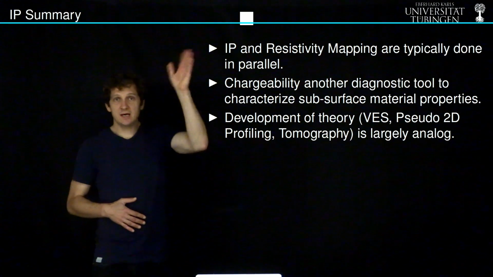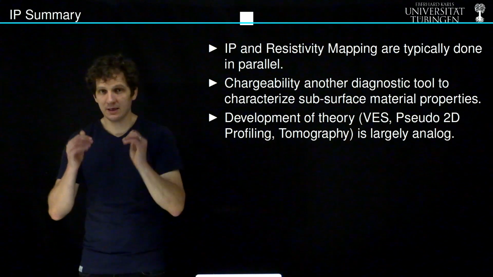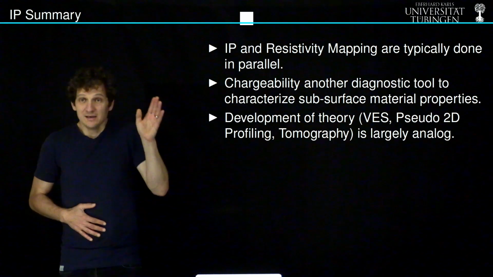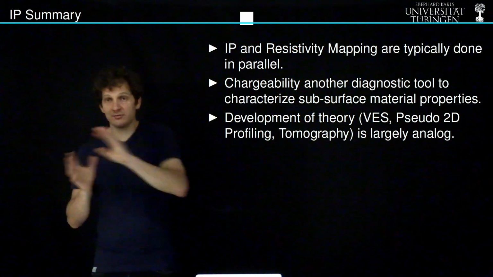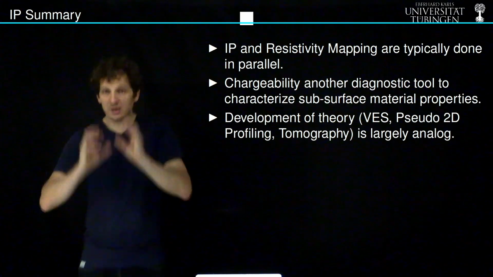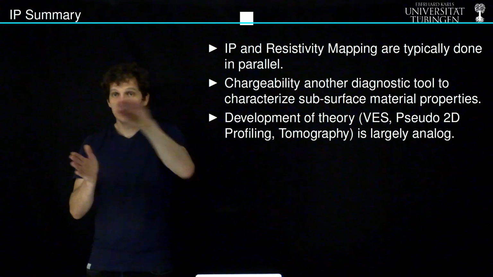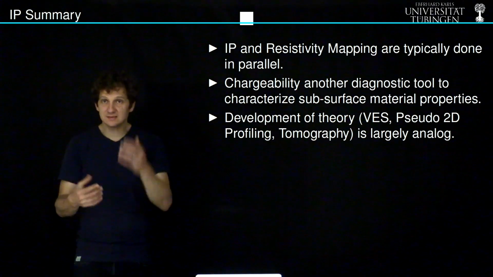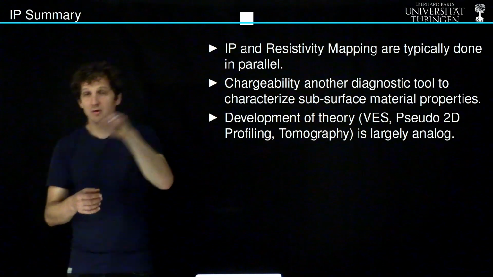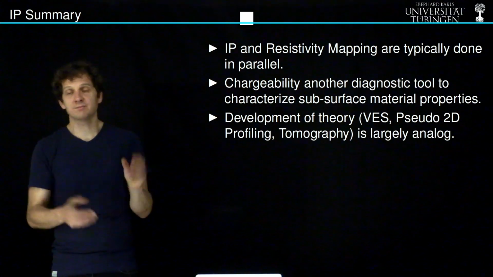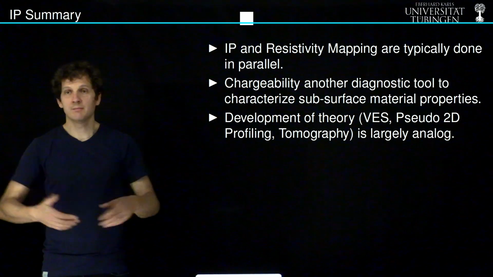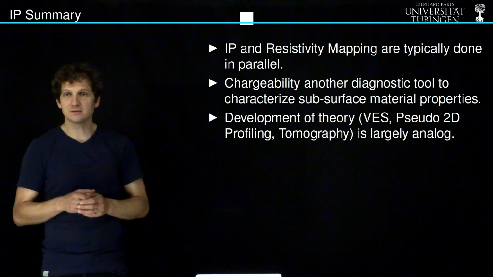To summarize, IP and resistivity mapping are in parallel. But we get an additional parameter of the subsurface, not only the resistivity, but also the chargeability, which is a function of time. It's the resistance that develops over time as we charge our capacitor in the subsurface, or as particles and microbes and so on get polarized.